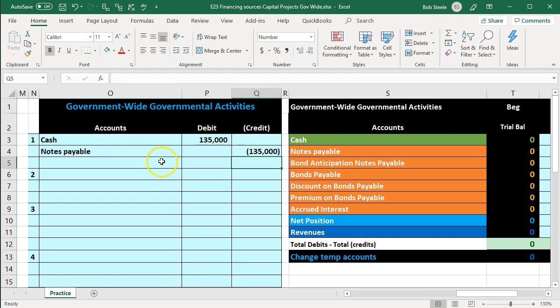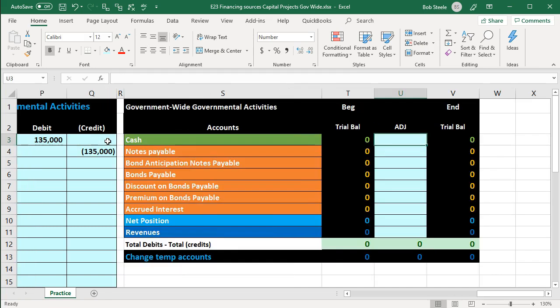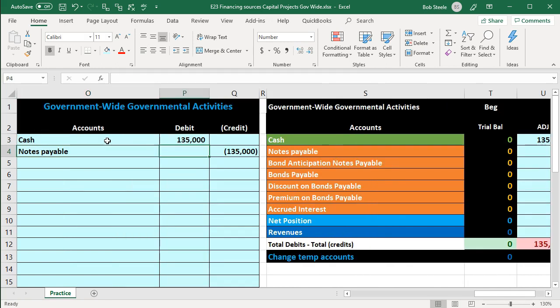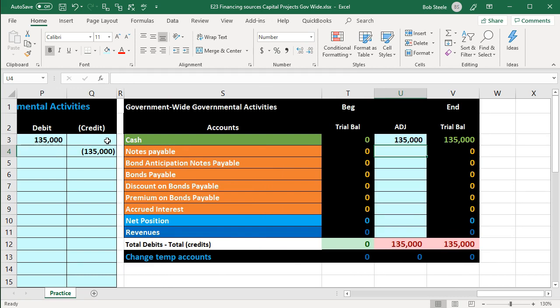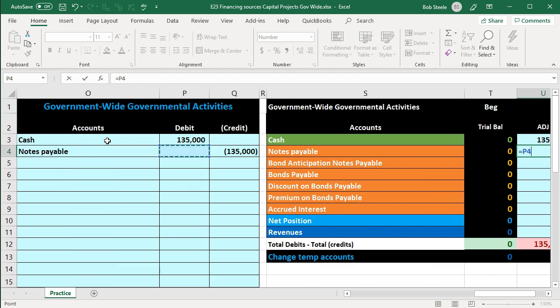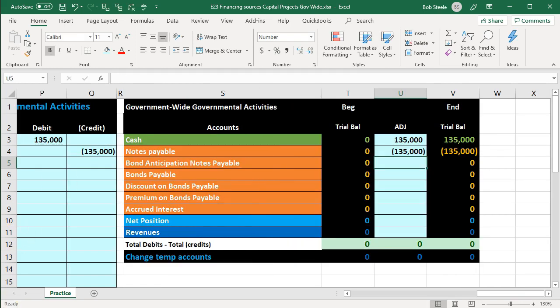There is our transaction. We'll go ahead and post that out now. First to the cash. Cash is up top, and we are in U3. We will say equals, and then scroll back over and point to that $135,000. Next, we have the notes payable. Here's the notes payable in the journal entry. We're going to be over here in cell U4, equals, and scroll back over to that credit, $135,000.